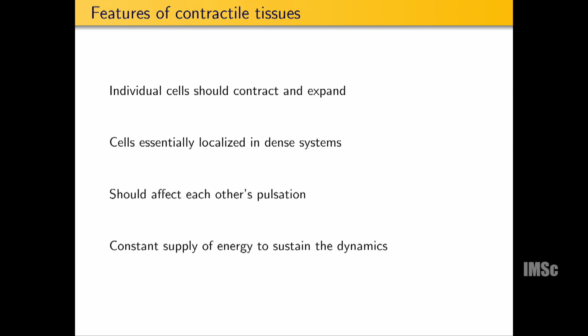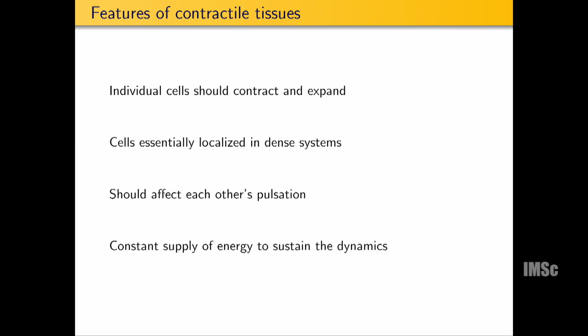So, this is the first thing that one has to keep in mind. The second thing is cells are essentially localized in very dense environments. So, you do not need to consider self advection of these cells. These are still active systems because these cells can change their shape and size, but they are not really moving large distances. So, you do not care about advection.